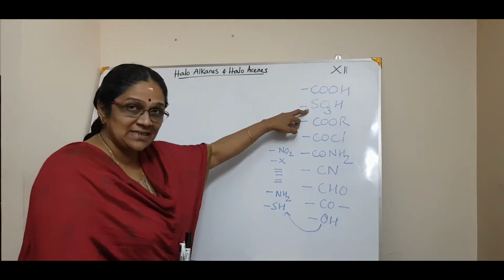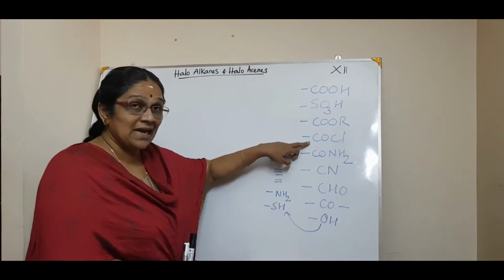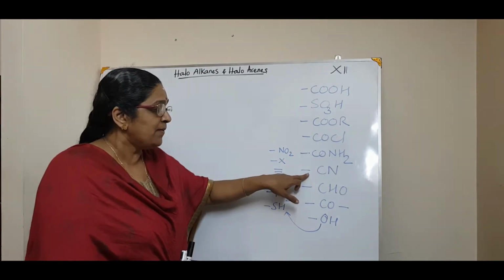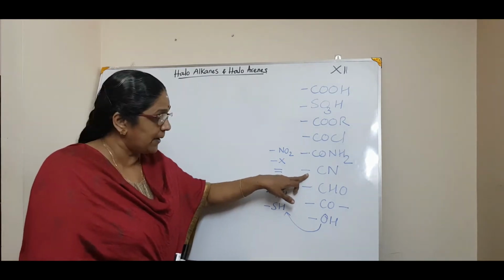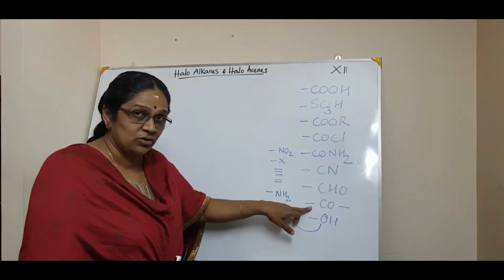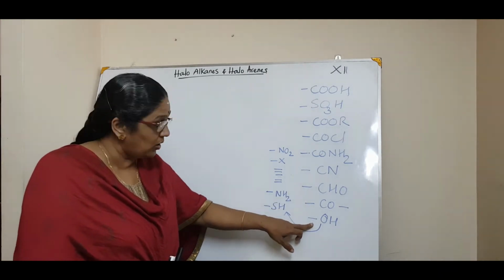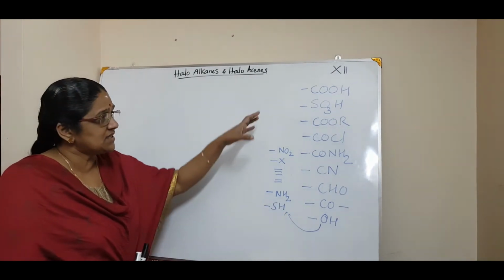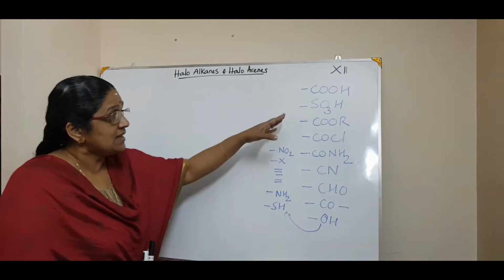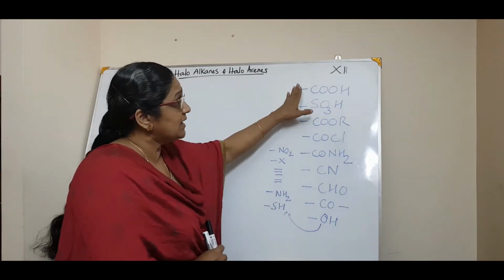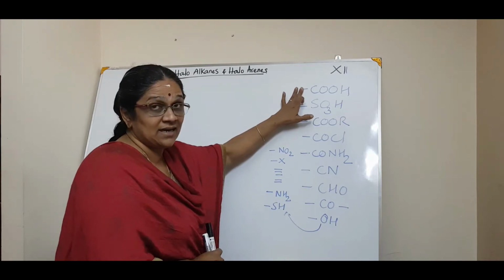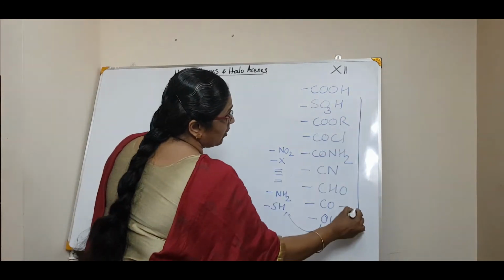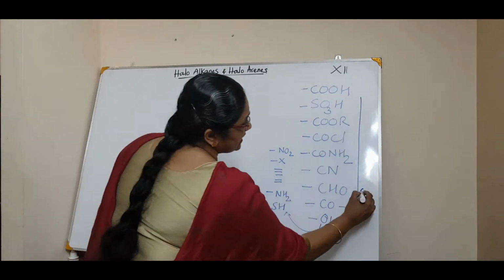Correct. Then sulfonic acid, then ester, then acyl chloride, COCl, which you will study. This is amide, CONH2, this also you will study. Then this is cyanide or nitrile. This is aldehyde, this is ketone, you have studied. This is OH, that is alcohol. Then comes thiol. Thiol means HS. These won't come in the exam, but still, if you want a priority list, you can have that. This is the decreasing order, because the highest one is the acid group. So this is the decreasing order of functional group priority while naming the compound.